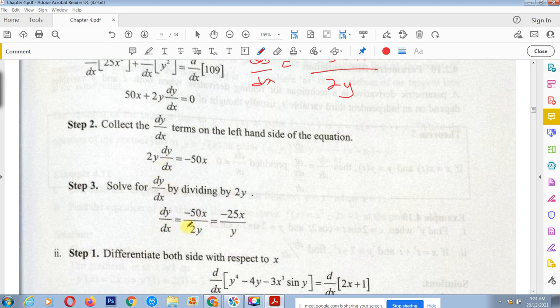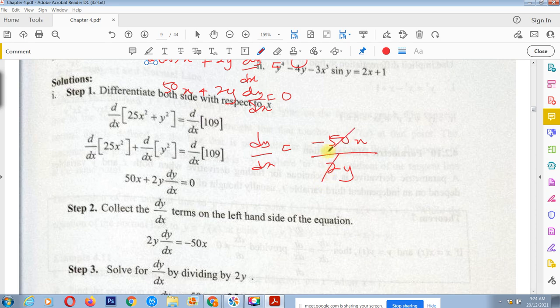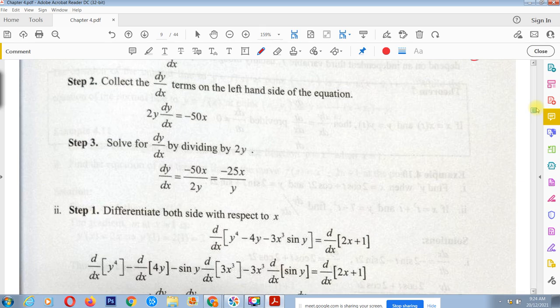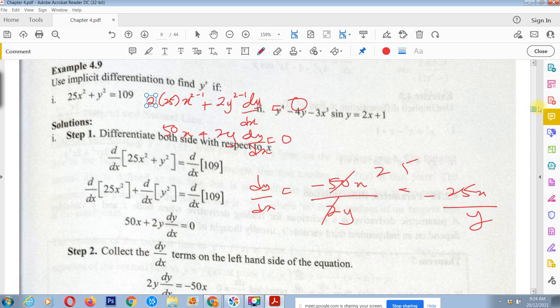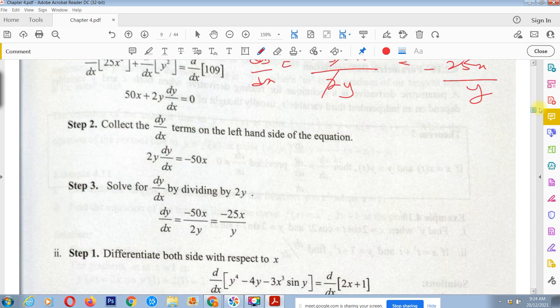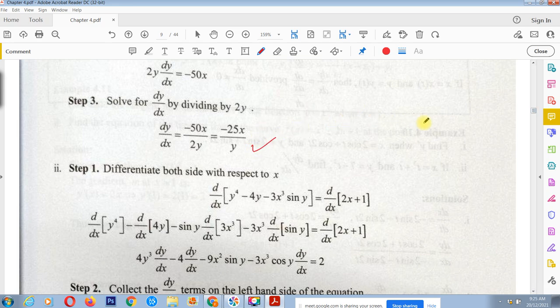No, this is 25. So negative 25x over 1. We say that is collect. After we collect the x, we divide by 2y. So that's why we get this.